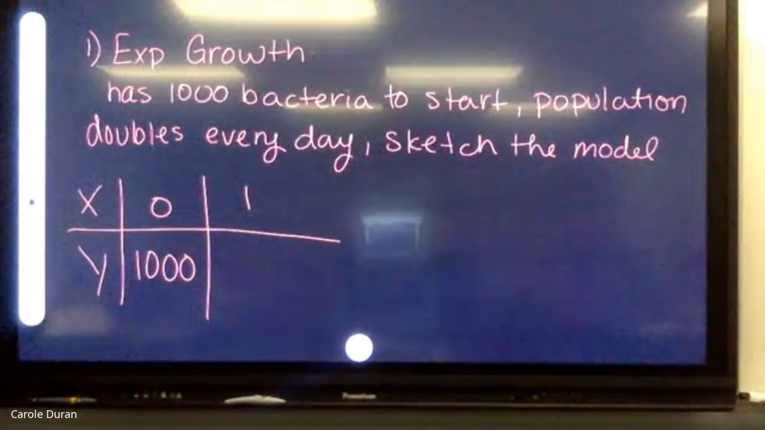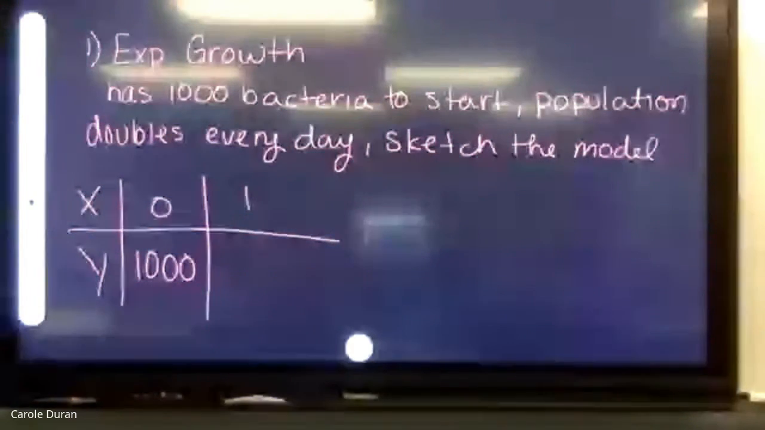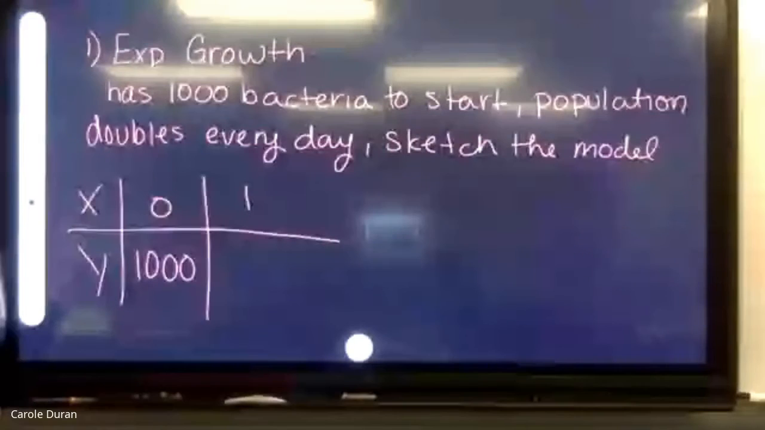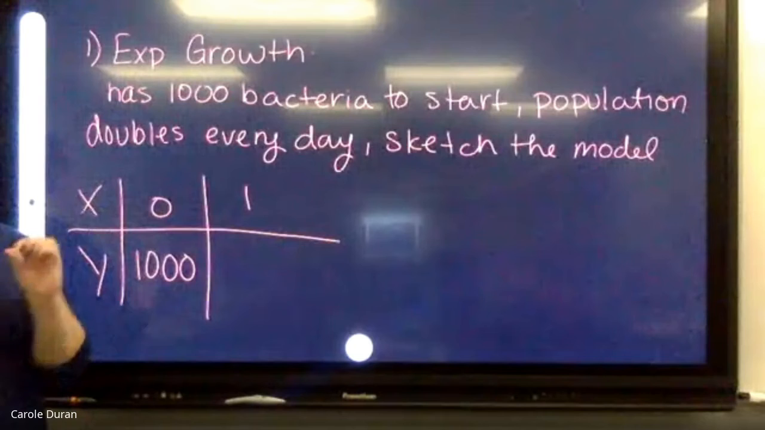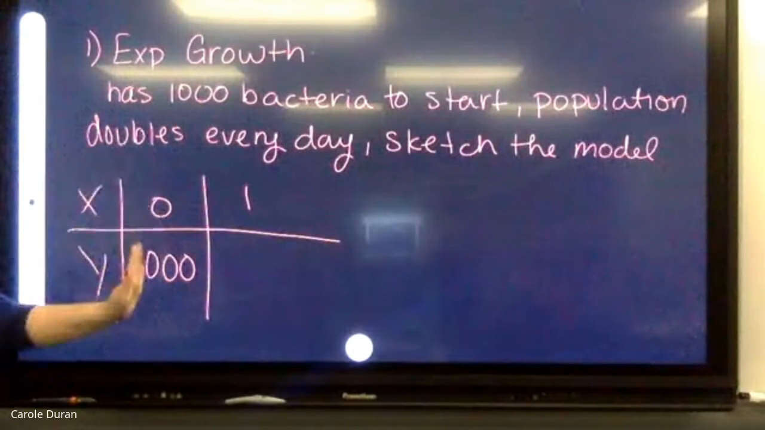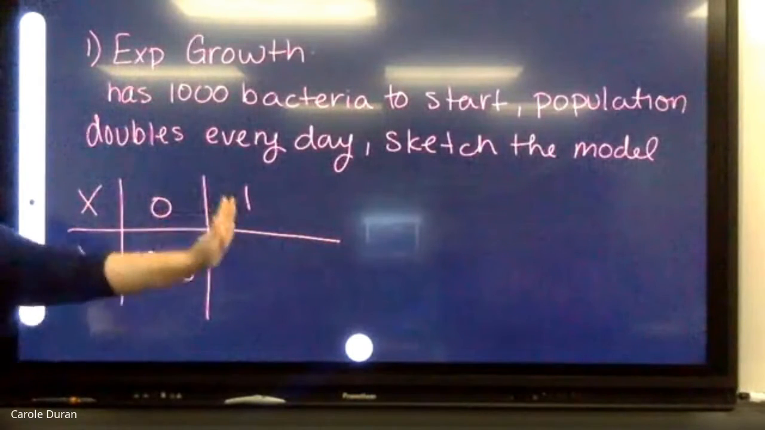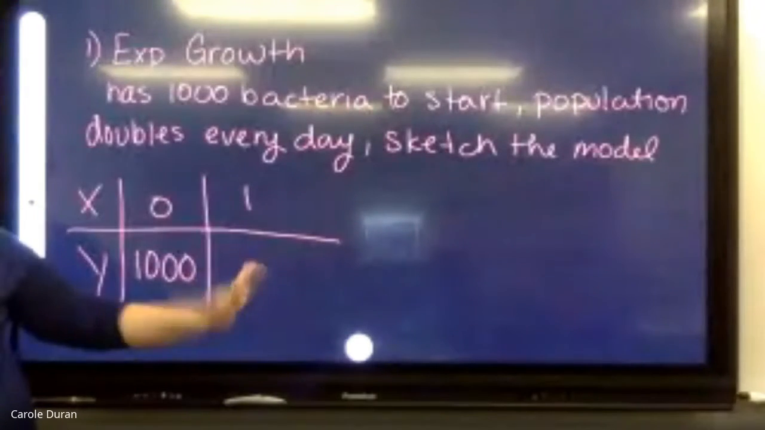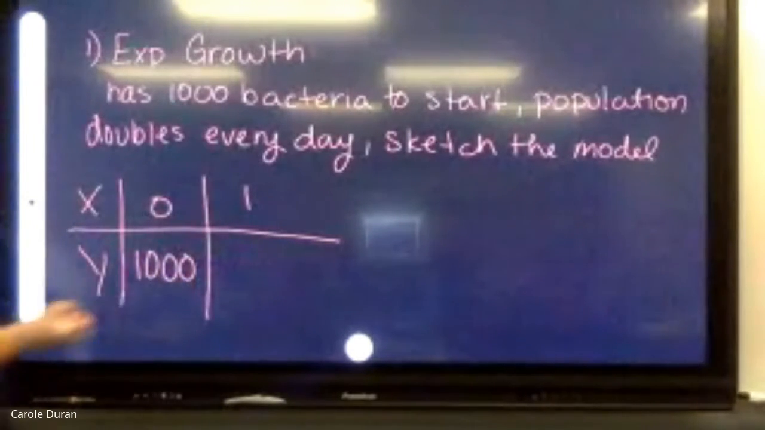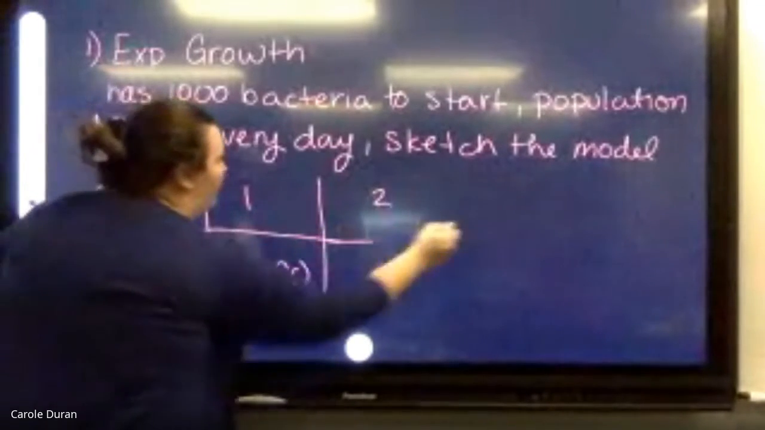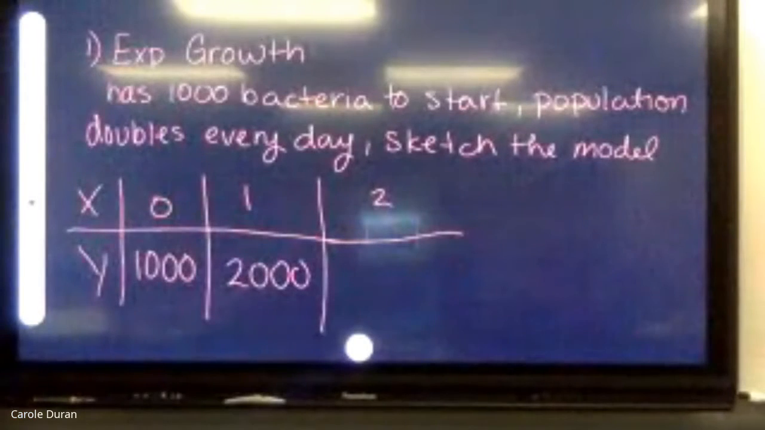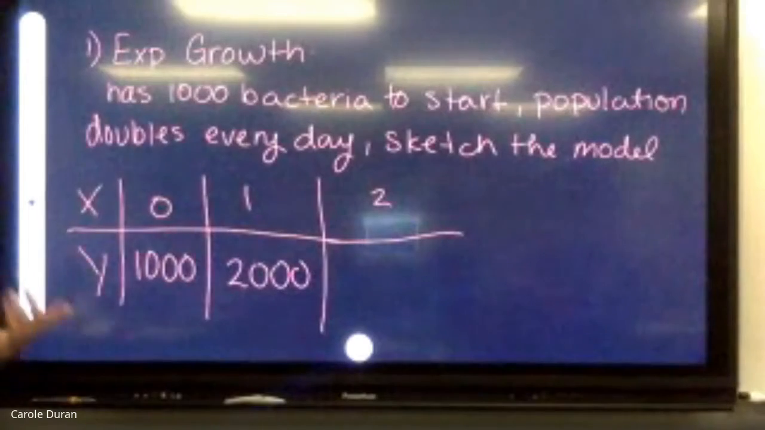Then I use what I know about the change in population for the bacteria to find more XY pairs that I can then plot on the graph. So I know that my population doubles every single day. So if I started with 1,000 on day 0, how many will I have on day 1? 2,000. I just took 1,000 and I doubled it. If I have 2,000 on day 1, how many do I have on day 2? 4,000. I just took 2,000 and I doubled it.